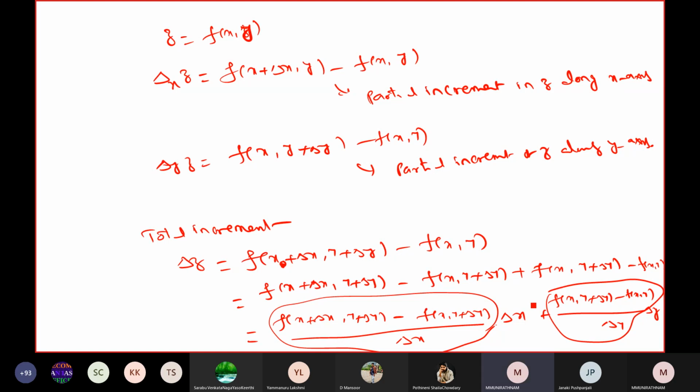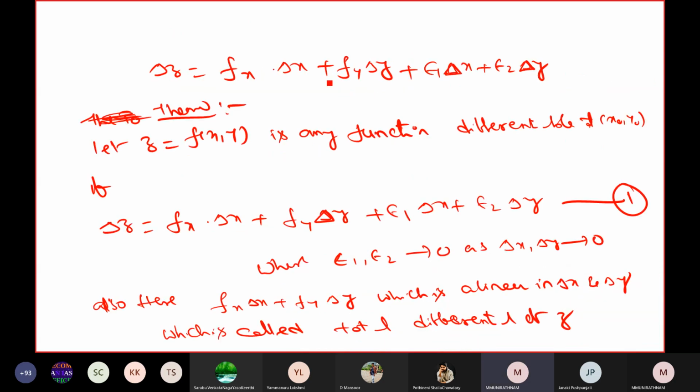So I wrote it all. Total increment is the formula, so I modified it a little. This will be written as fx delta x plus fy delta y, and using the definition, epsilon 1 delta x plus epsilon 2 delta y. So for differentiable, we have to take it in this manner, then epsilon 1, epsilon 2 tend to 0 as delta x, delta y tend to 0.